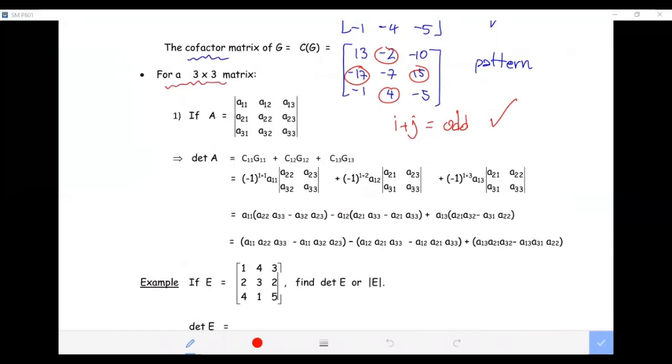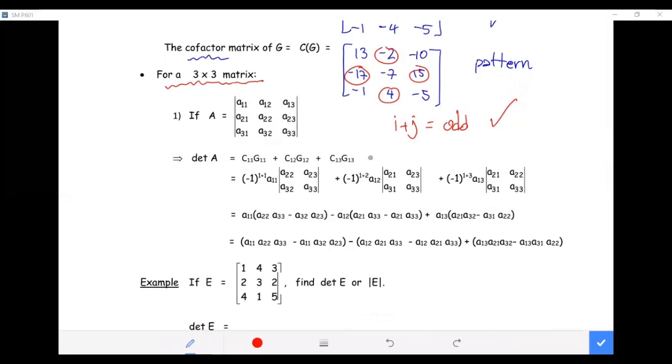If you have a 3 by 3 matrix, your matrix has 3 rows and 3 columns. You cannot just do a cross down minus cross up, something like that, because you will miss those elements. But if you know minor, you can find the determinant of any matrix. It doesn't have to be 3 by 3. You can go to 2 by 2, 4 by 4, 5 by 5, whatever you want.